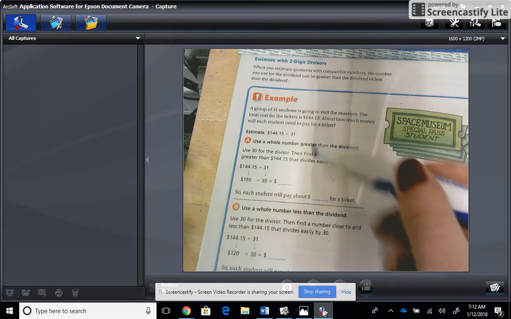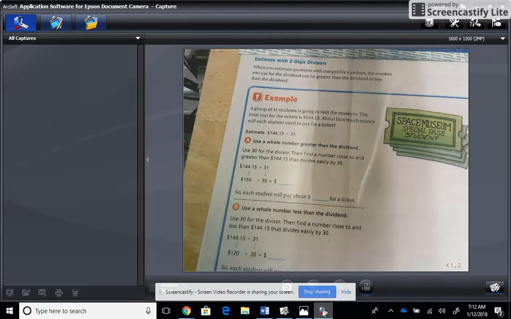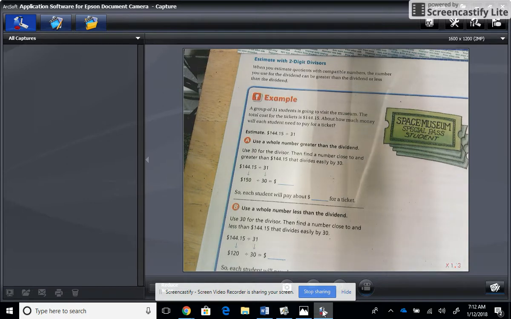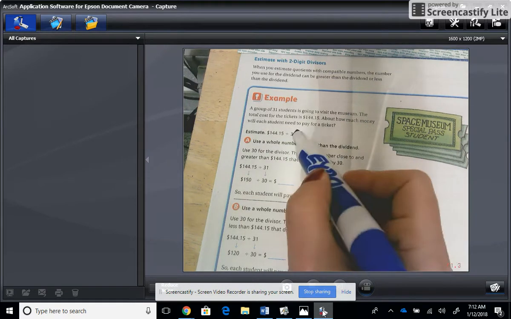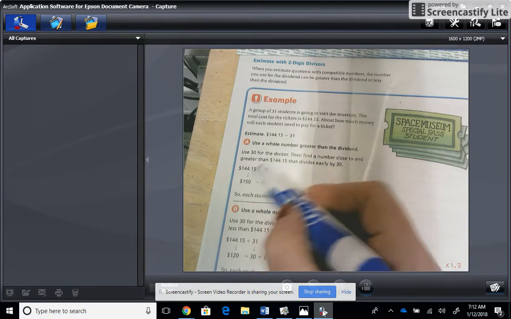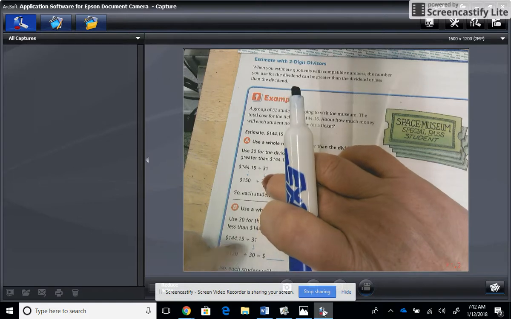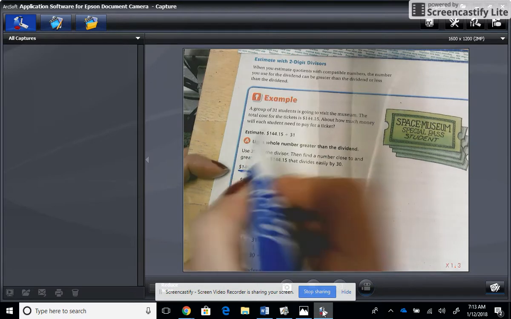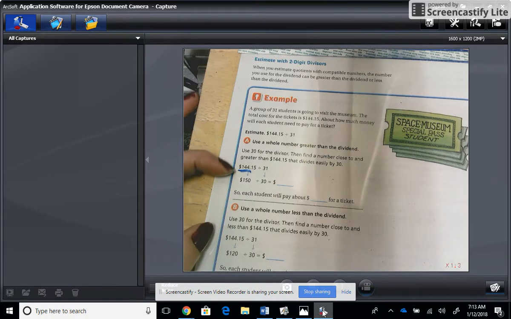So here it says, a group of 31 students is going to visit a museum. The total cost of the tickets is $144.15. I'm going to estimate how much money each student needs to pay for a ticket. So I have to look for compatible numbers. Well, 31 isn't easy to divide by, but I can change it to 30. When I look for compatible numbers, I just take that 0 off. They just rounded this decimal to a whole number. They said that was close enough.